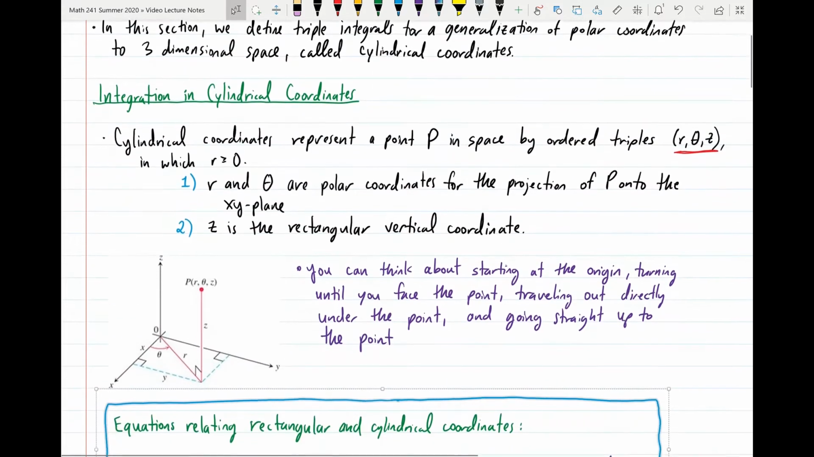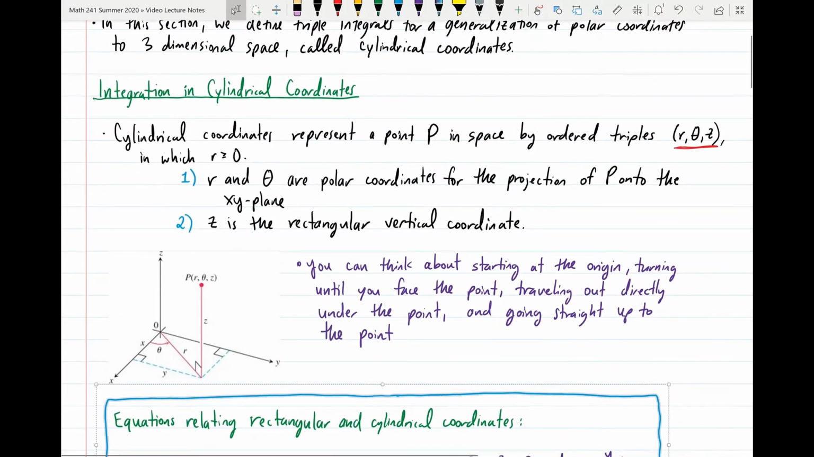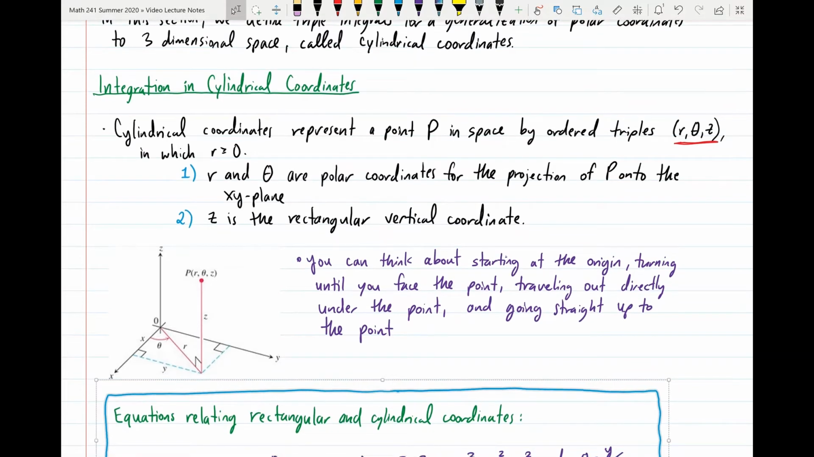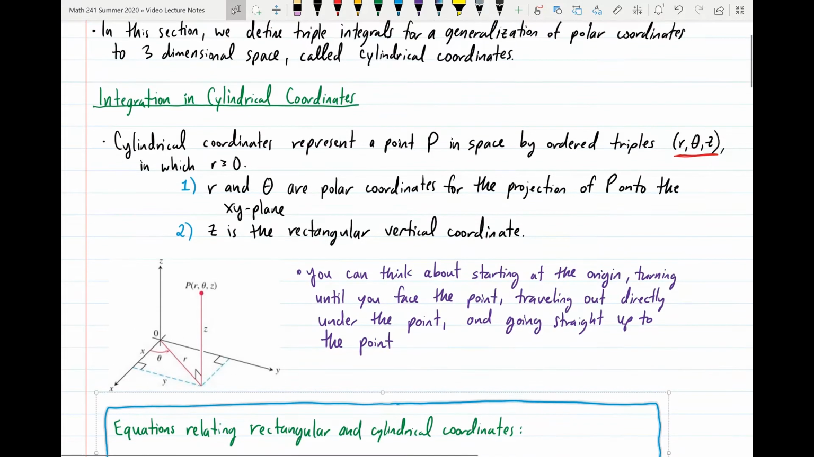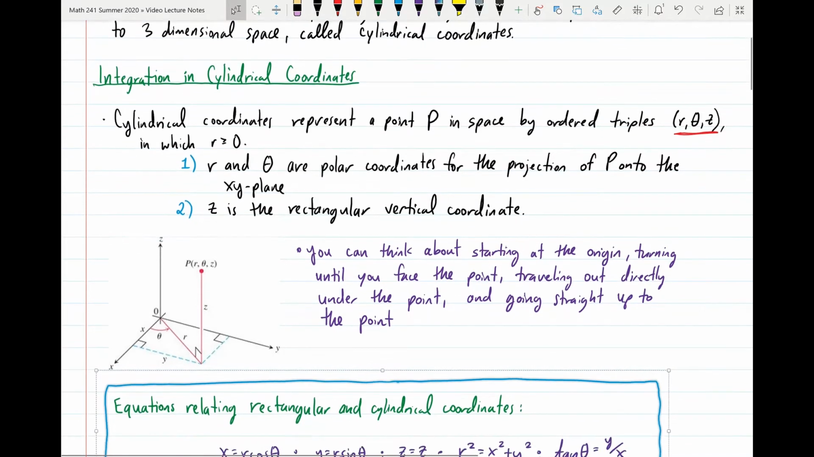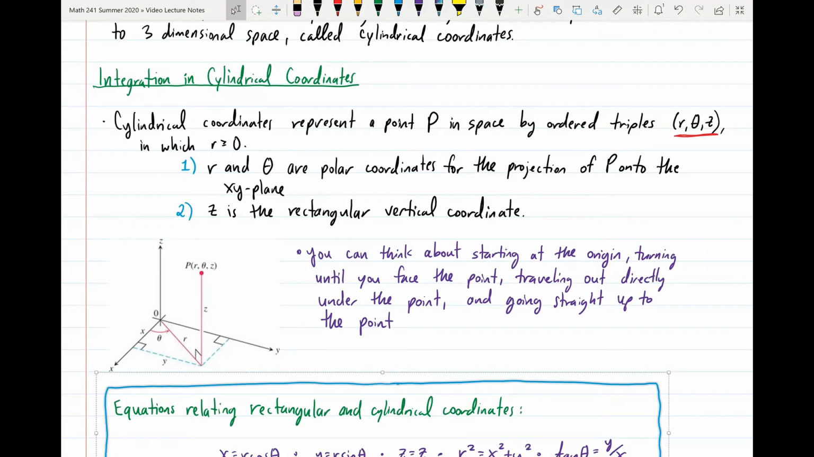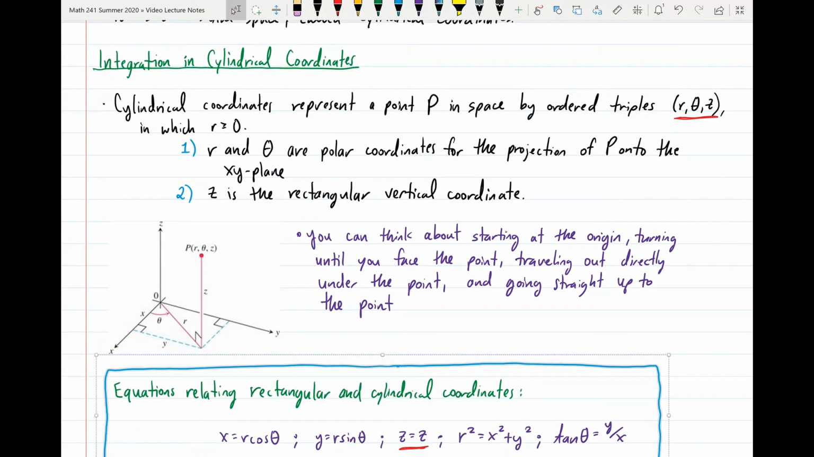Okay, so before we can talk about integration for cylindrical coordinates, we first need to describe what cylindrical coordinates actually are. So cylindrical coordinates represent a point P in three-dimensional space by ordered triples, which are typically denoted r, theta, z, in which r is always greater than or equal to 0, and r and theta are polar coordinates for the projection of the point P down onto the xy plane, and z is the rectangular vertical coordinate.